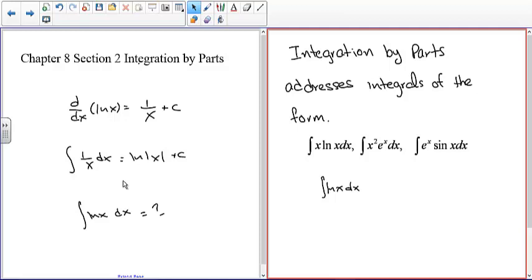We know how to take the derivative of those functions. We just use the product rule. If we had x times the natural log of x, we'd take the derivative of the first times the second plus the first times the derivative of the second, whatever the opposite was.